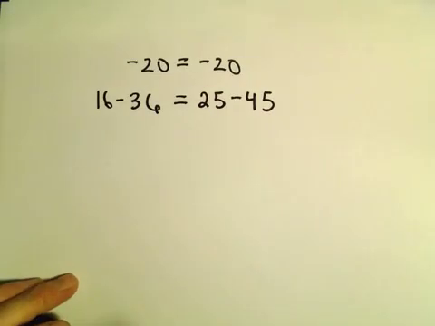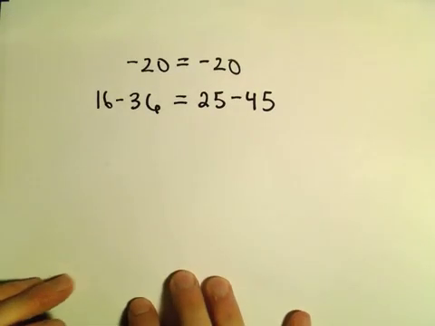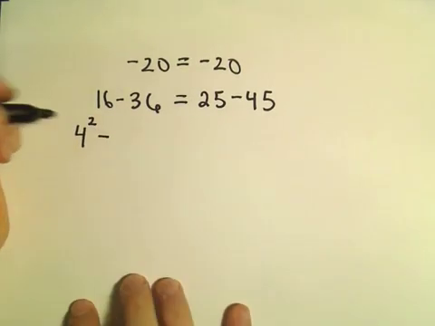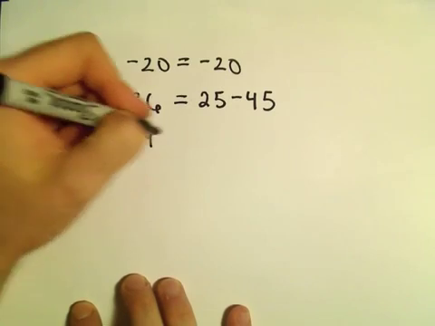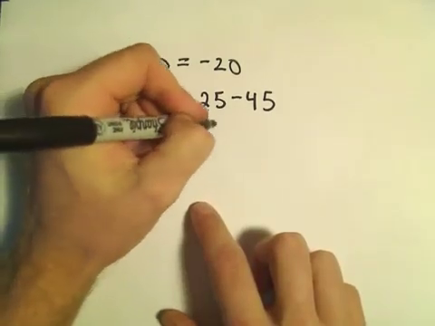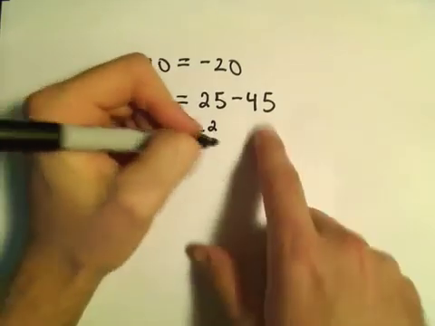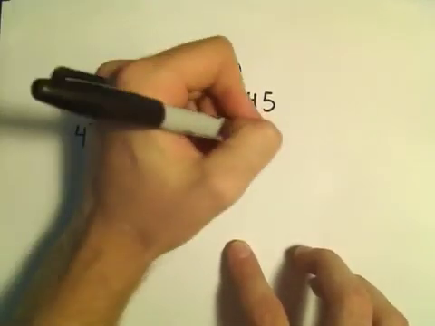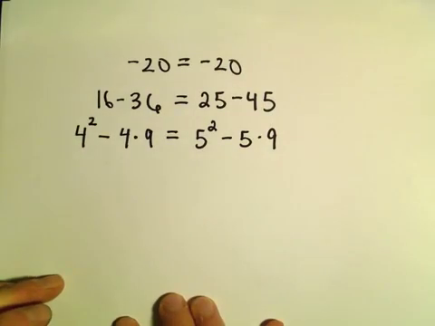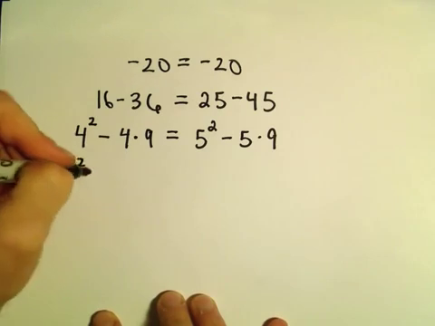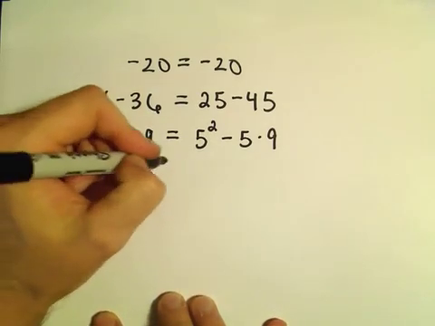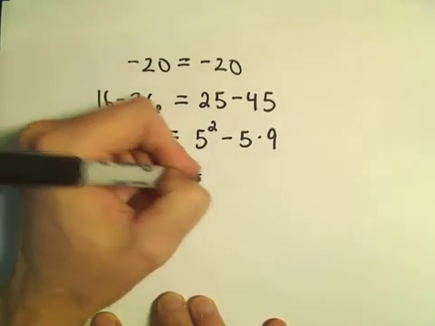Okay, so now I'm going to rewrite things a little bit more. I'm going to rewrite 16 as 4 squared, and then I'm going to rewrite 36 as 4 times 9. On the right side, I'm going to rewrite 25 as just 5 squared, and then I'm going to rewrite 45 as 5 times 9. And alright, well, I think what I'm going to do now is add to both sides. The number that I'm going to add to both sides is 81 over 4.